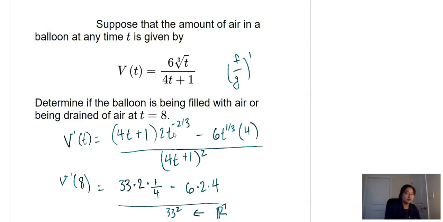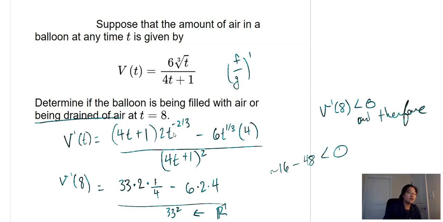The non-negative reals. 33 times 2 over 4 is something like 8-ish times 2-ish, which is like 16-ish. 16-ish minus that, which is negative like 48. So this is going to be less than 0. So the balloon is being drained of air. So we could write this as V prime of 8 is less than 0, therefore the balloon is being drained of air.